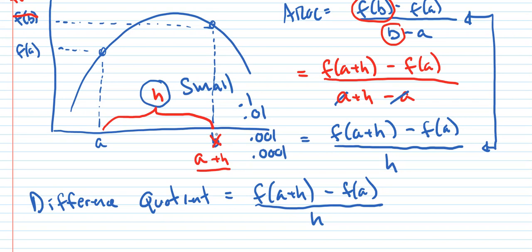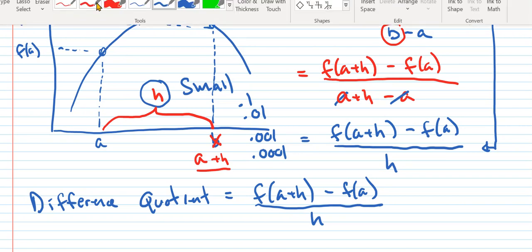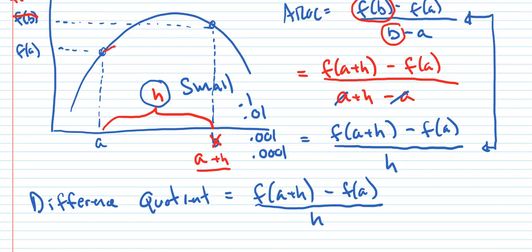Well, just like the average rate of change, the difference quotient is also a different formula for giving us the slope of the secant line between these 2 points. So if we draw a secant line, very good secant line there. If we draw that secant line, the difference quotient will give us the slope of the secant line, just like the average rate of change formula gives us the slope of the secant line.